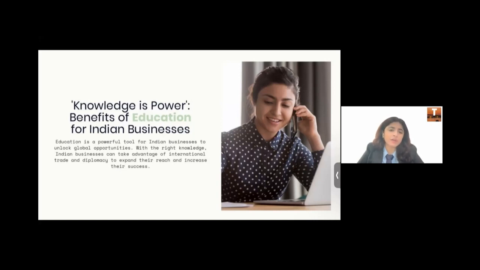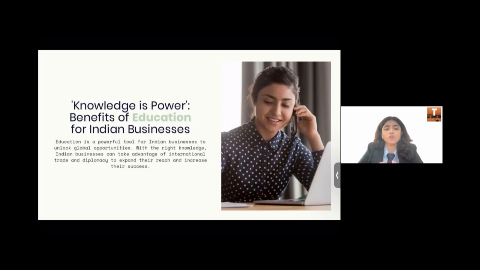And these educated professionals are more likely to understand the long-term benefits of ethical practices and embed them into the core values of their Indian businesses. And last is entrepreneurial mindset. So education also nurtures an entrepreneurial mindset by fostering creativity, risk taking, and innovation. It encourages individuals to think critically, identify market gaps, and seize business opportunities.